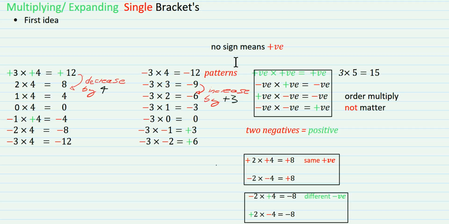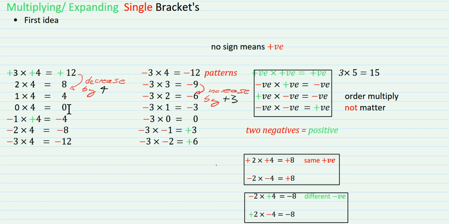Now, no sign in front of a number means the number's positive. If there's no sign, it means it's positive. For example, this 2 times 4, there's no sign in front of it, so that means the 8 is positive. In this first example, I've just put the positive sign just to show you, yeah? So 3 times 4 is 12.